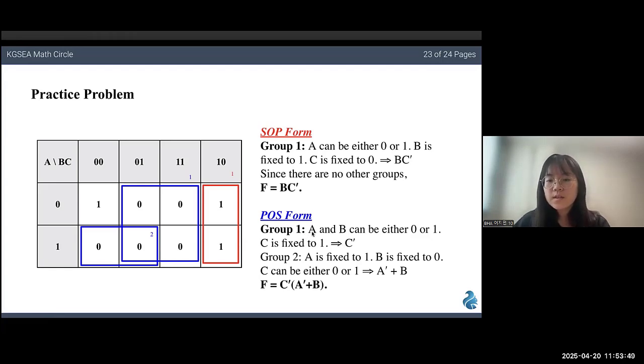In the first group with 4 cells, A and B can be either 0 or 1, and C is fixed to 1. So similarly, looking only at the fixed values, we could use the expression complement of C. Looking at group 2, A is fixed to 1, and B is fixed to 0, and C can either be 0 or 1. And so looking only at the fixed values, we can get the expression not A plus B. So for the simplified POS form, we could use the function F equals complement of C times complement of A plus B.